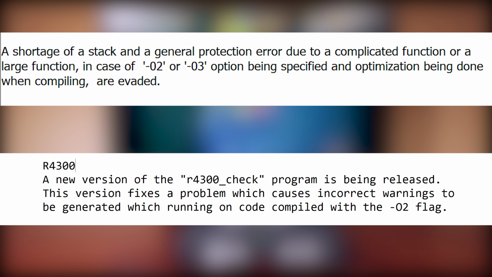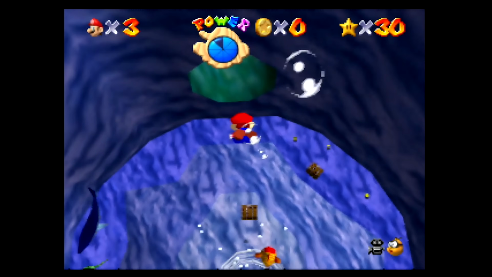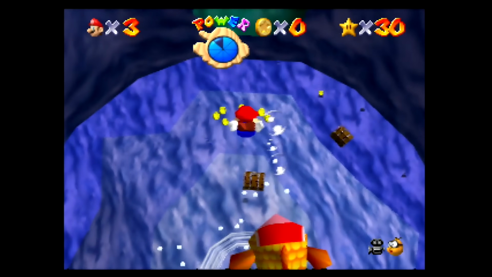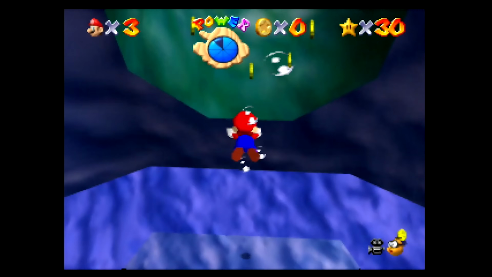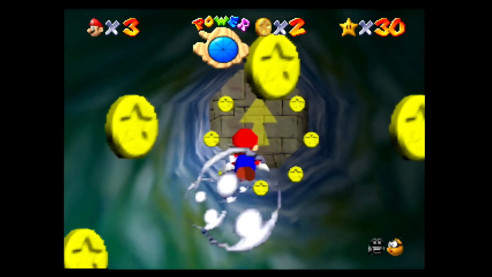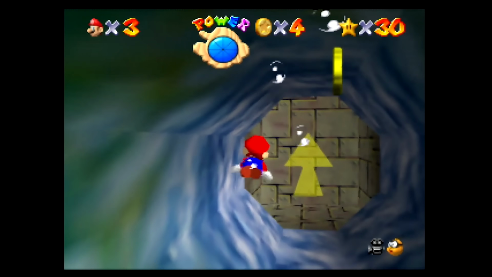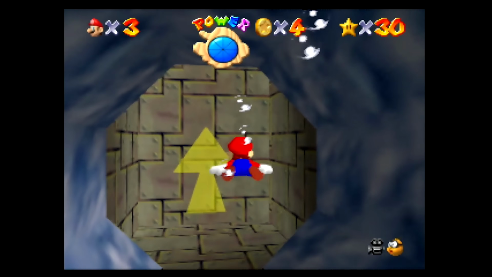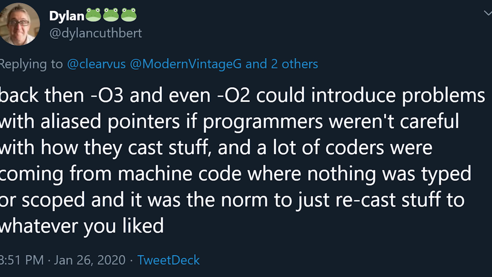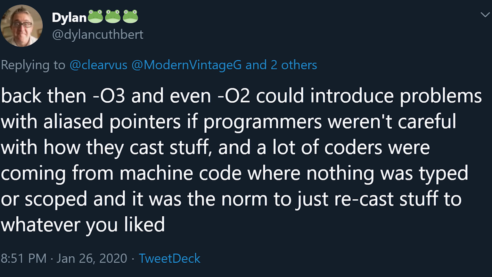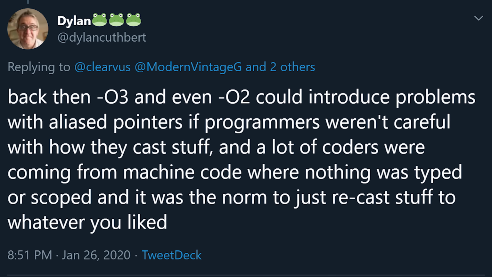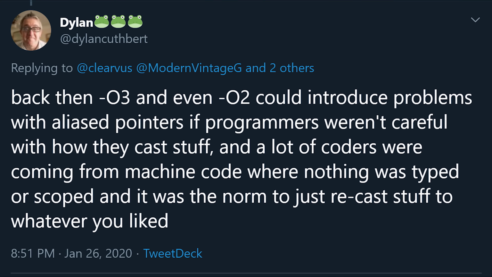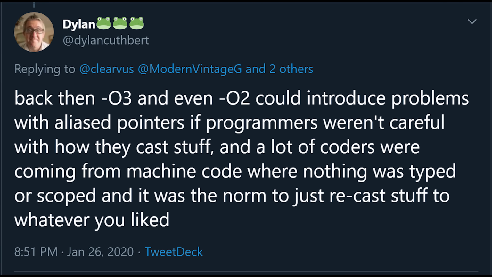it. Again, something that was later addressed, but Mario 64 was a launch game and developers wanted full control over their code and not risk it. The main takeaway here is that Mario 64 was developed with early versions of the SDK that contained bugs. Dylan Cuthbert, who worked with Nintendo on the Super NES and Nintendo 64, also confirmed that O2 and even O3 introduced problems for developers that were not familiar with C compilers.